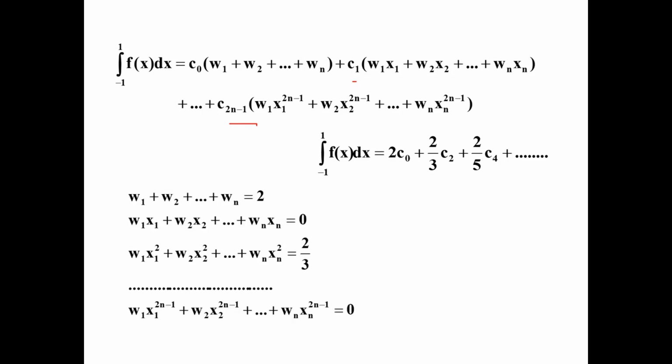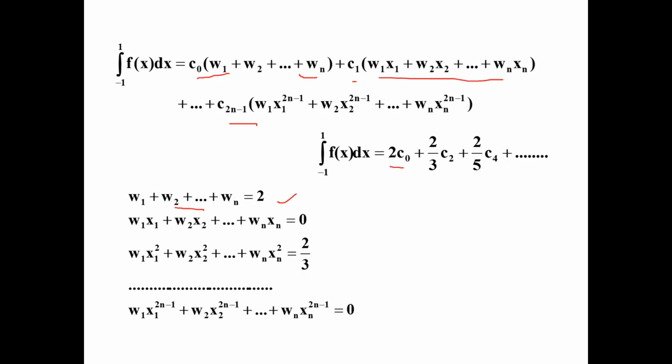So now we put right hand side in the form that we collect the coefficients of C0, C1, C2 and up to C2n minus 1, and on left hand side we put the value which we had calculated, which is this one, and compare both left hand side and right hand side values, and we see that C0 is equal to W1 plus W2 plus Wn. This is the coefficient of C0 and here it is 2. So this whole term is equal to 2.